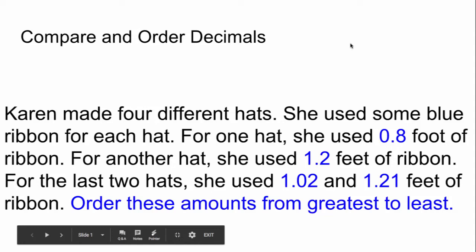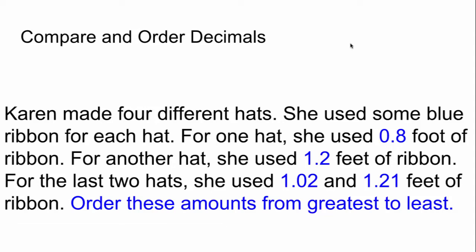Okay, we are looking at comparing and ordering decimals now that we know how to write them and we know how to compare them to fractions and money. So we're going to look at this problem and see how we can put these decimals in order from greatest to least. Karen made 4 different hats.